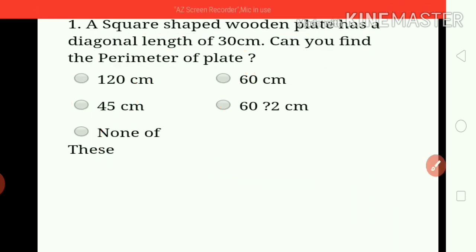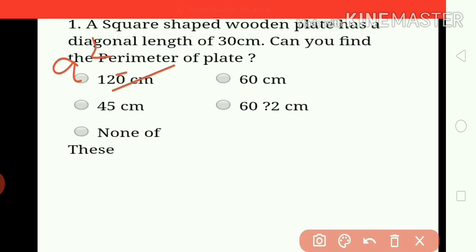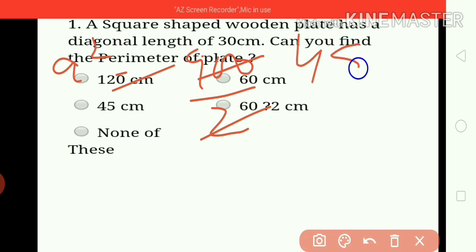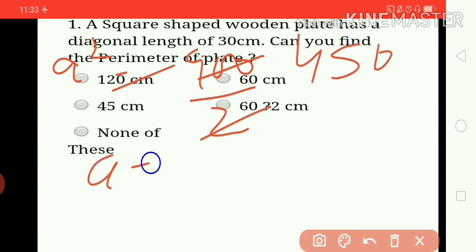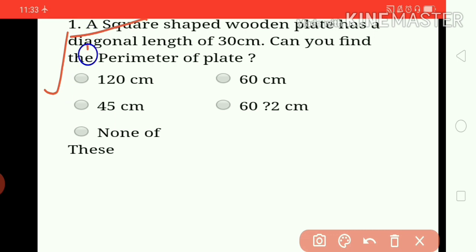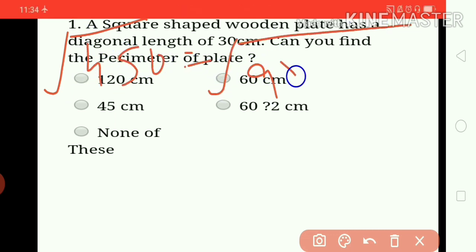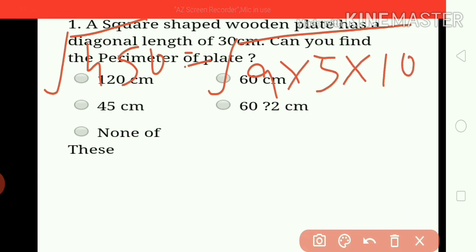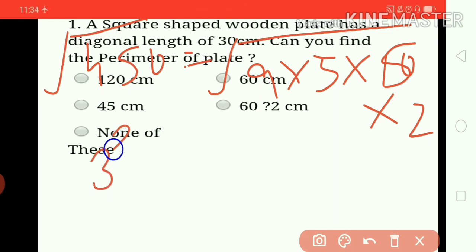So you can find a from here. a square equals 900 divided by 2. Let us cut it, that is 450. So a equals, taking square root on both sides, square root of 450. And you know that square root of 450 can also be written as, 9 5s are 45, 45 10s is 450. And further 10 can also be written as 5 2s are 10, right? Now here 9 can also be written as 3 square.